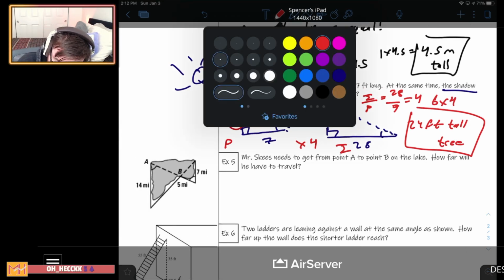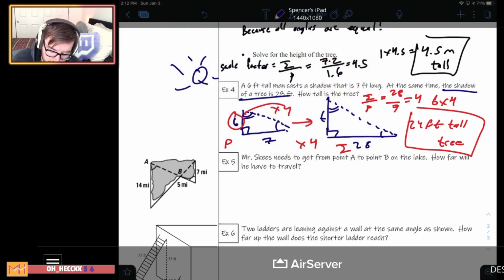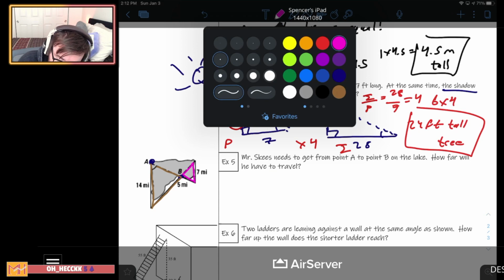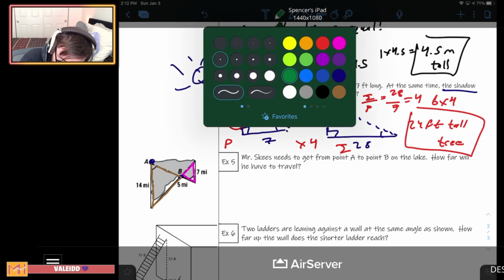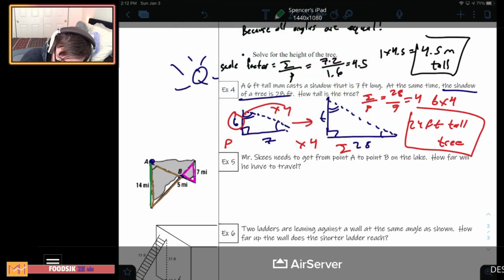Okay, so Mr. Skis, I need to get from point A to point B. I'm about to ask you a question here. How far will he have to travel? So this triangle is similar to this triangle, okay? So I'm not trying to make these questions hard. I just want to know that you're paying attention. So this side right here matches up with this side.